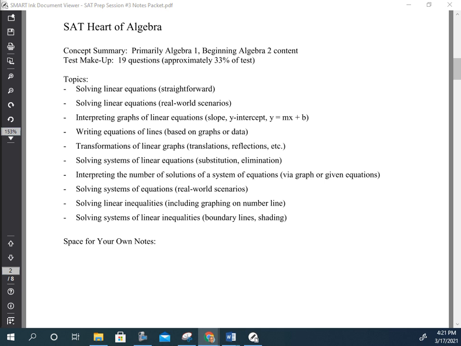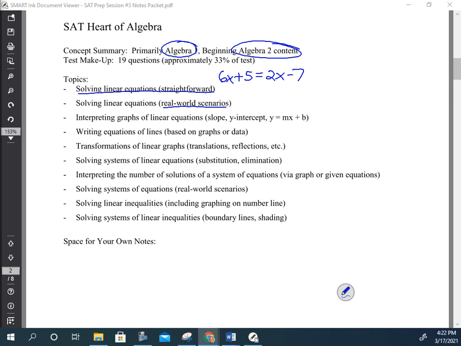All right, so Heart of Algebra. Heart of Algebra is primarily Algebra 1, but does have some beginning Algebra 2 concepts. So for everyone in here, it's not that you don't know how to do it. Some of you may have just forgotten how to do it because you haven't had to do it in such a long time. So solving a straightforward linear equation. Hey, you can have 6x plus 5 equals 2x minus 7. Solve it. You could get a question just like that.